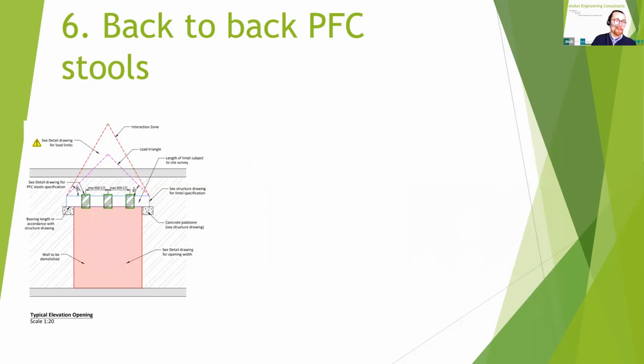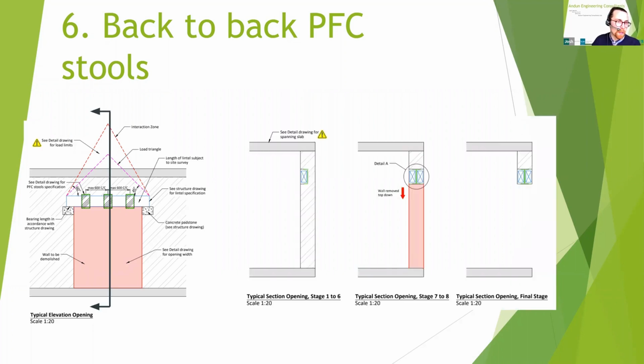And we've got a typical opening here where you can see the load interaction zone and the proposed location of the stools shown in the three hatched blocks. So those load interaction zones were what we discussed earlier when we were looking at the loading. We can see that the floor is definitely within that 45 degree zone, so we're going to be taking some floor loadings and the wall above. If we take a section through this, then we can look at the sequence of installation.